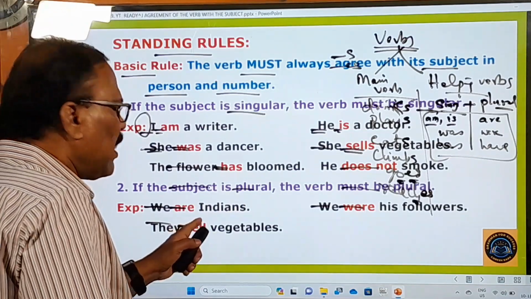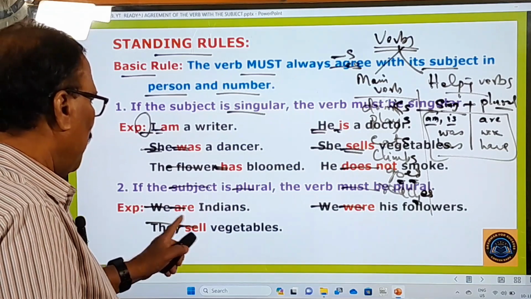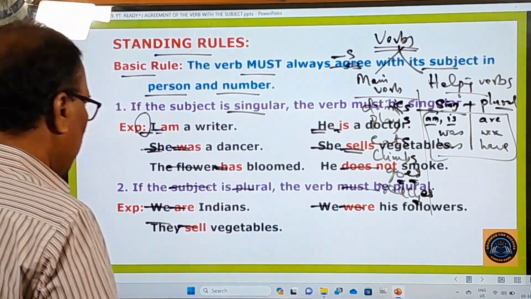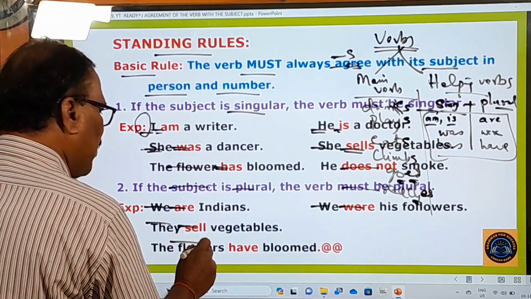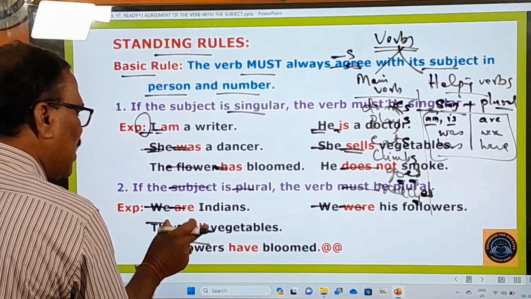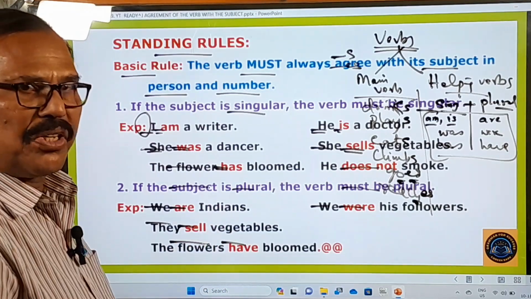If you add s to that, it becomes singular. So now it is a plural verb. They sell vegetables. One more example here, I think we have the flowers. The flowers have bloomed. The flowers is a plural subject, and therefore the plural verb is used after that.